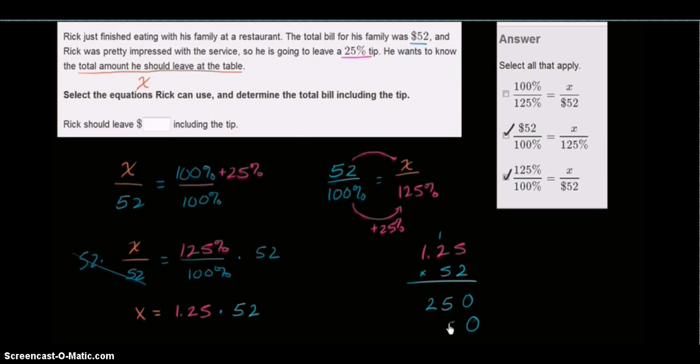5 times 5 is 25. 5 times 2 is 10 plus 2 is 12. 5 times 1 is 5 plus 1 is 6. So we get 0. Let's carry that 1. We get a 5. We get a 6. And we have two numbers behind the decimal point. It is 65. And that's right. That's 52 plus a fourth of 52, which is 13. 52 plus 13 is 65. So he should leave $65 if we want to include the tip.